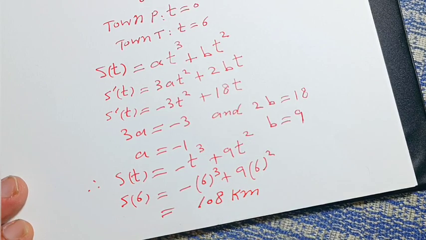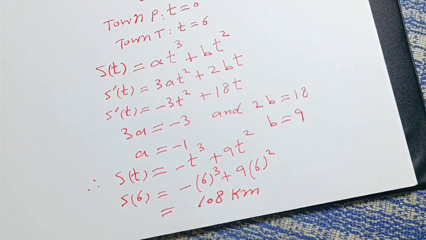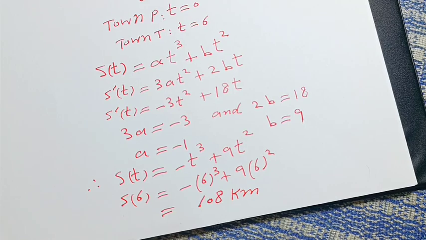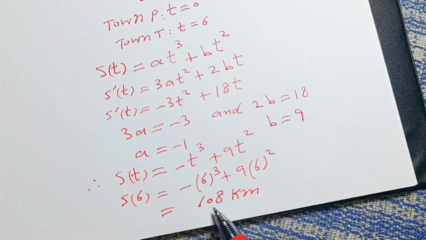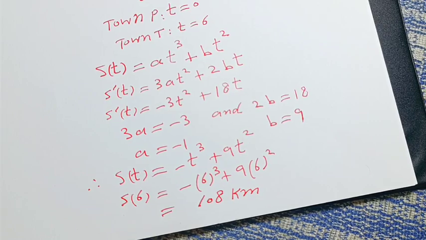So the answer is 108 kilometers, right? He wants to know the distance between town P and town T. So the distance is 108 kilometers. This is my final answer. Now I'll show you the second method. In AP math way, you can apply the integration.